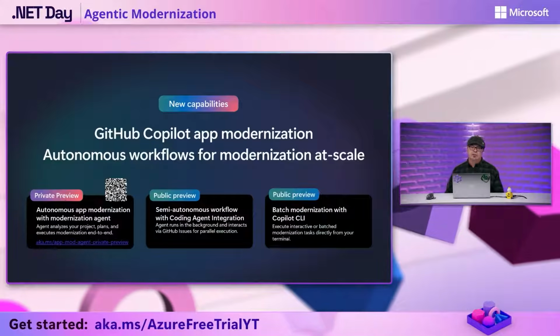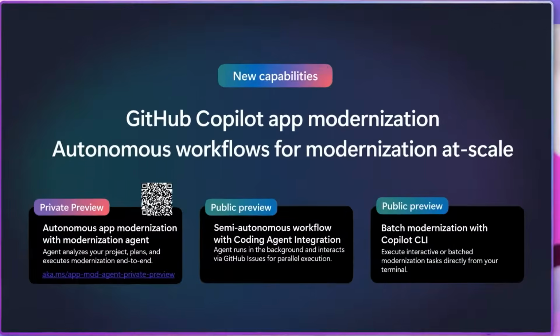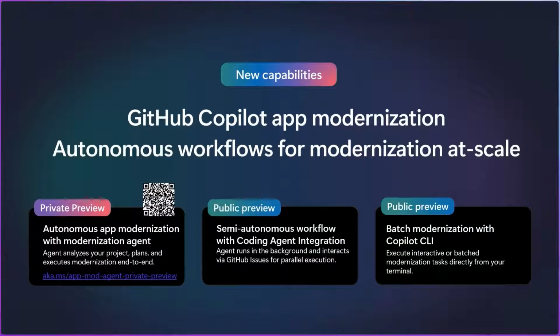And that is our new GitHub Copilot app modernization, where we're going to be building autonomous workflows for modernization at scale. Now, what do all those words mean? Down at the bottom left, you'll see that we have a private preview. If you were to scan that QR code, you're going to get linked out to a form that you'll fill out.